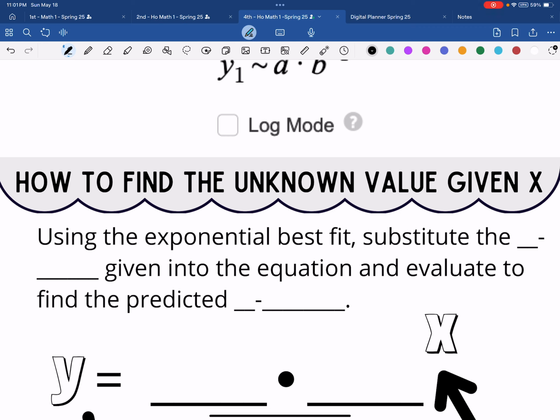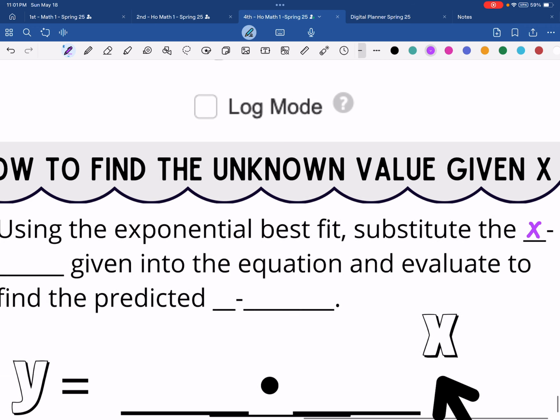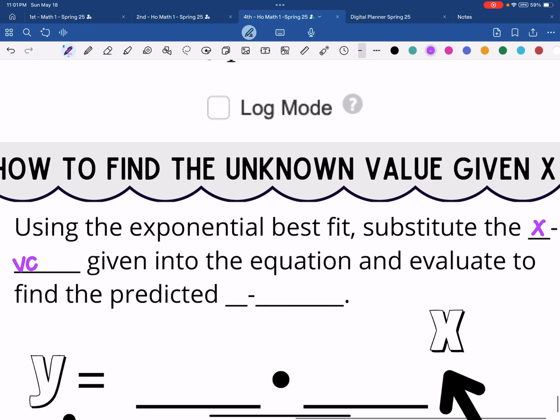So, how do we find the best fit model? It's going to be very similar to what you're already used to. Using the exponential best fit, you're going to substitute the x value given to make a prediction. Whatever they ask you for, you're going to substitute that x value into the equation, and that's going to give you the y value of the prediction.